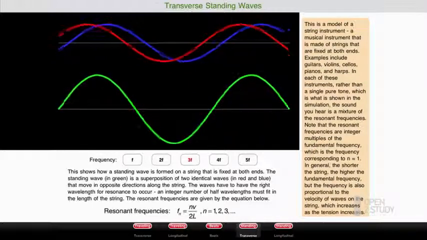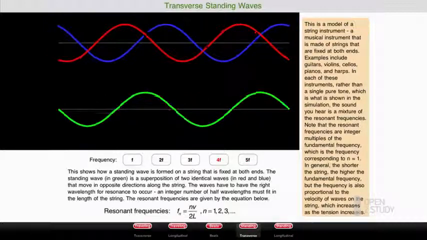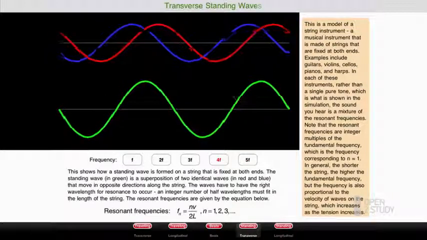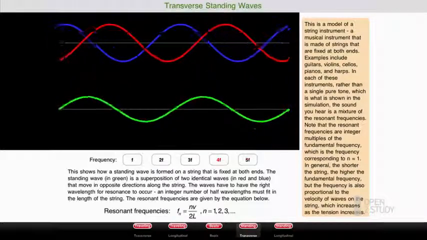And just for fun, let's have a look at one more. This one here you can see now has 4 antinodes. The wavelength is getting shorter. The frequency is therefore getting higher. These are higher and higher pitched waves.